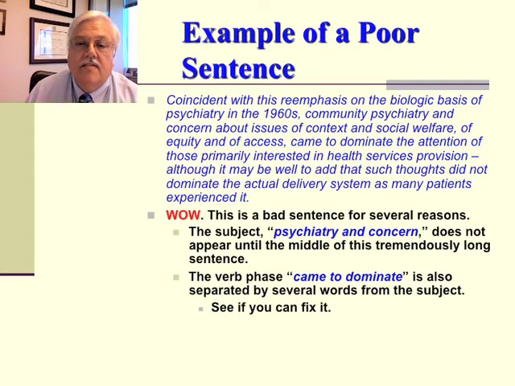Now here's an example of a poor sentence. Coincident with this re-emphasis on the biological basis of psychiatry in the 1960s, community psychiatry, and concern about issues of content... Well, you get the message as I'm reading this. It's just painful to even read it. It's painful for a couple of reasons. One is the subject, psychiatry and concern, does not appear until the middle of this tremendously long sentence. The verb phrase came to dominate is also separated by several words from the subject. So take a minute to see if you can fix that.